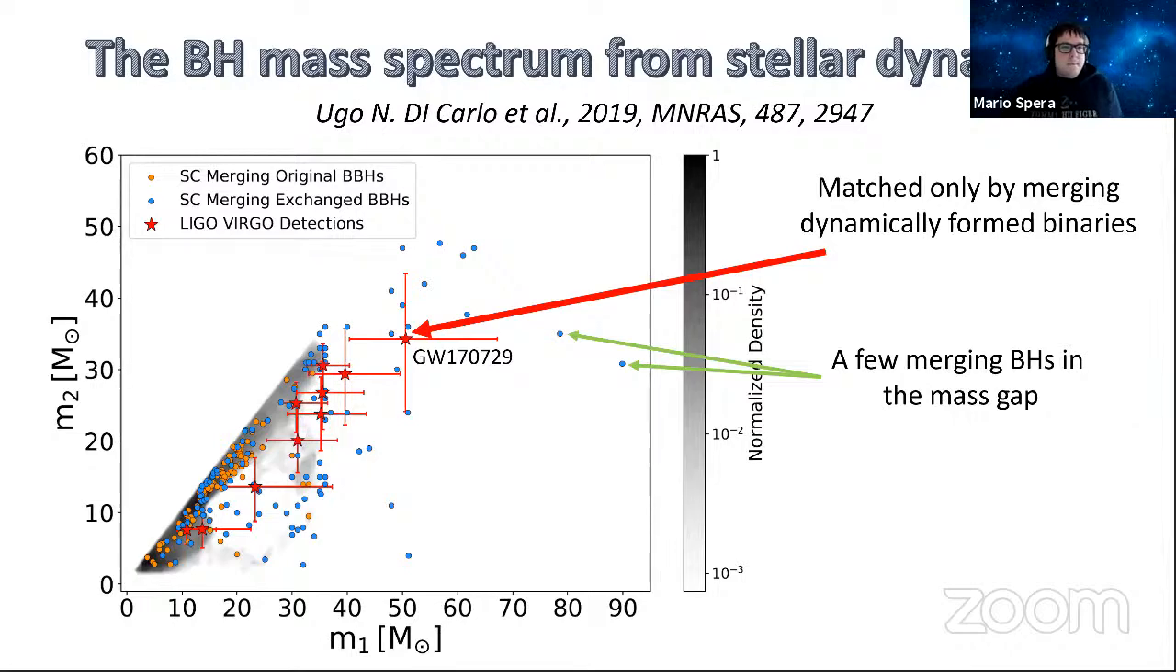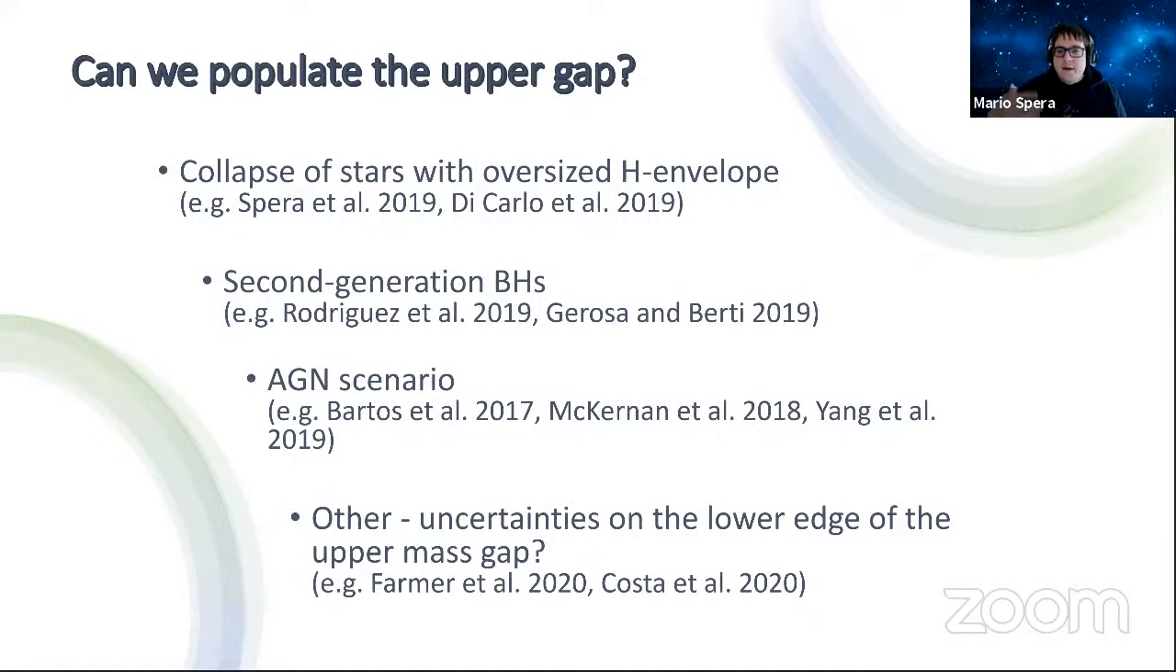Obviously, there are several other possible channels that can form black holes in the upper mass gap and explain the formation of exotic events like GW190521. I already mentioned the collapse of stars with an oversized hydrogen envelope and second generation black holes. But very heavy black holes can form also from accretion in disks of gas around active galactic nuclei, or maybe, and I say maybe, the uncertainties on the lower edge of the upper mass gap are such that the primary black hole of GW190521 is actually outside the mass gap.